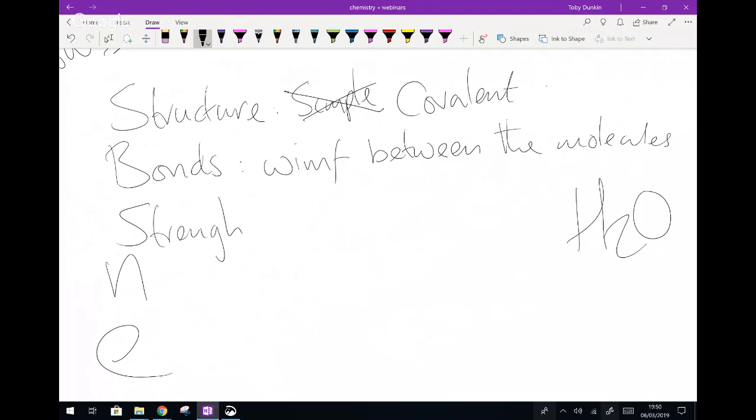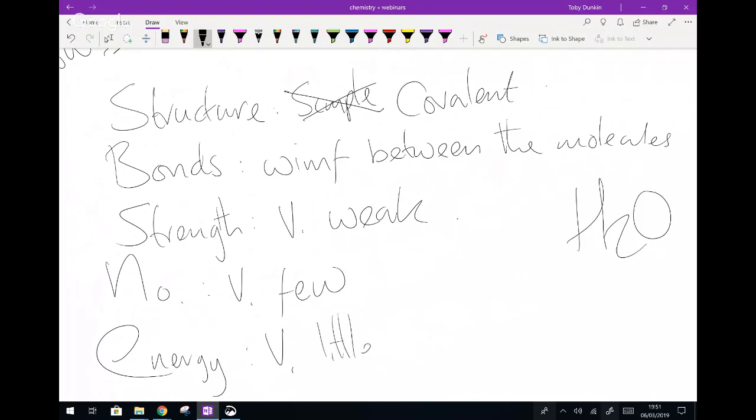Strength. Well, they're called weak for a reason. They're very weak. Number. There are very few. Therefore, very little energy needed to break. You're done. The A-level bit, you've got to go a little bit extra. You've got to say bonds. There are covalent bonds within the molecule and weak intermolecular forces between the molecules. We even then have to select the type of weak intermolecular forces there is. I don't want to go into that. But weak intermolecular forces between the molecules, they're very weak, very few, very little energy. We're done.